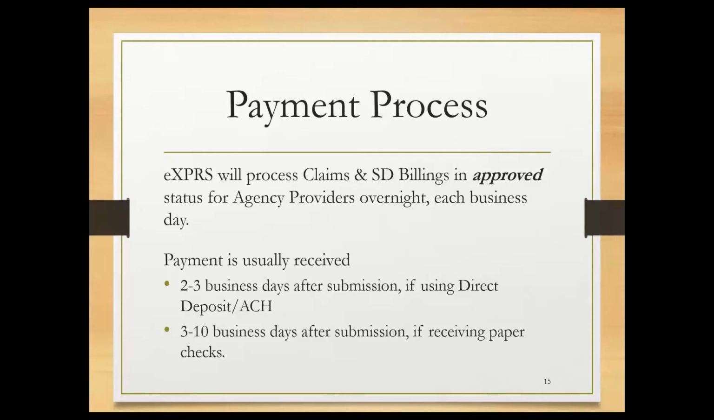And that works if you're using direct deposit or the automatic clearinghouse funds transfer. If you're still getting paper checks sent from the Department of Treasury, then it may take a bit longer. We say give it 3 to 10 business days after you've submitted your claims and they've been approved for payment for you to see those checks.